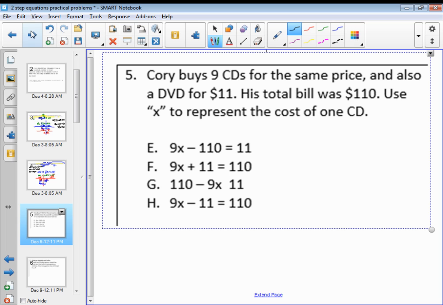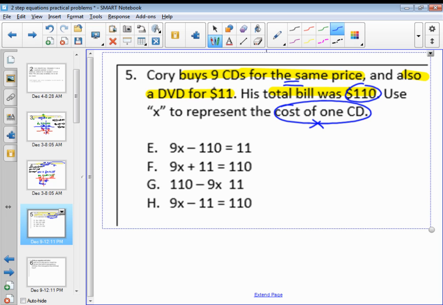Our first example: Corey buys 9 CDs for the same price. So that's important, 9 CDs, and they are all the same price. He also buys a DVD for $11. His total bill was $110. We want to use X to represent the cost of 1 CD. So in this case, they're telling us that our X is 1 CD. Go back and look for keywords. Total bill means that's what our answer has to equal, so it has to equal 110.